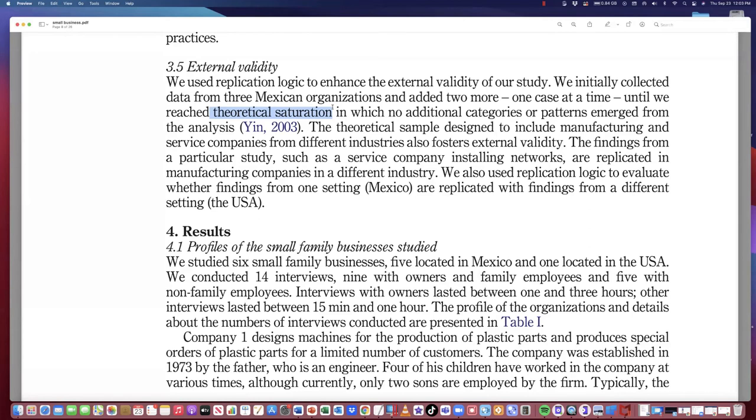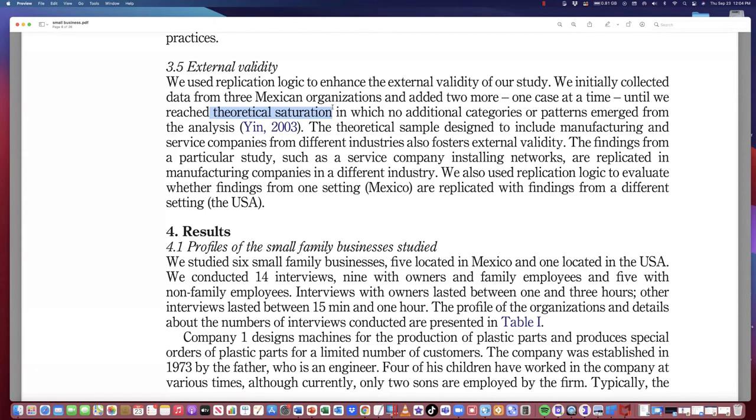It's just confirming what you had already. So after some time, you realize that the people you're adding to the target audience are not telling you anything new. Why? Because you have reached a point of saturation in which no additional categories, themes, or perspectives can emerge from the analysis. The theoretical sample, designed to include manufacturing and service companies from several industries, fosters external validity.